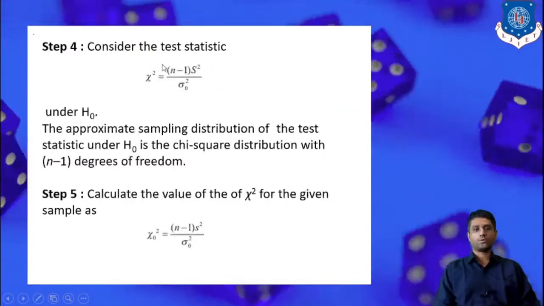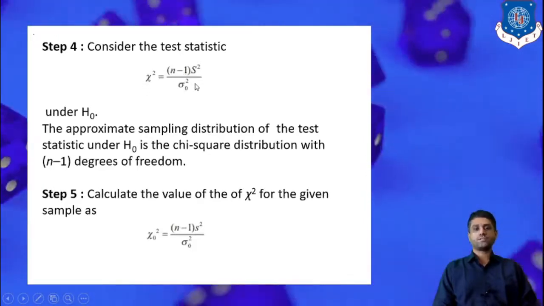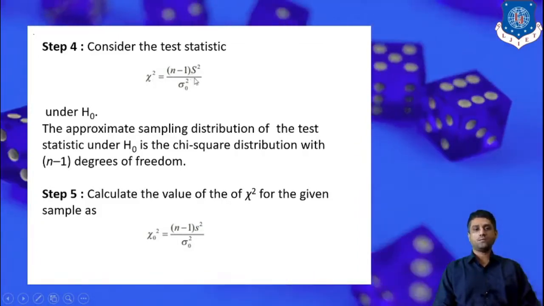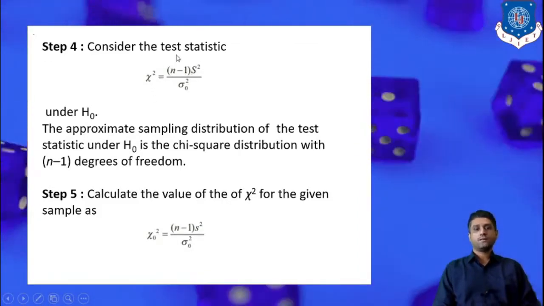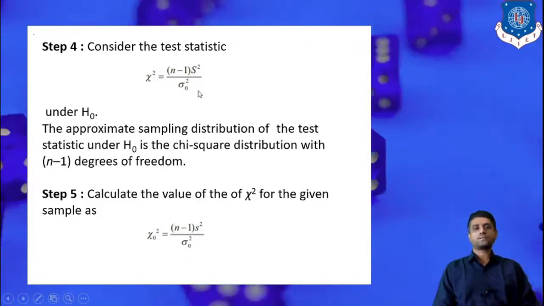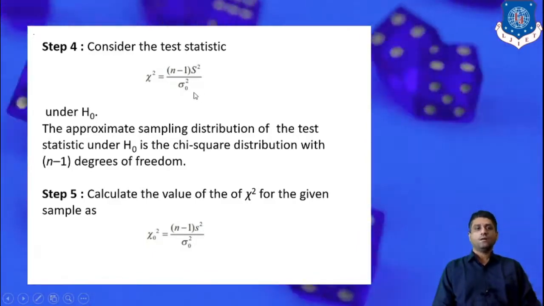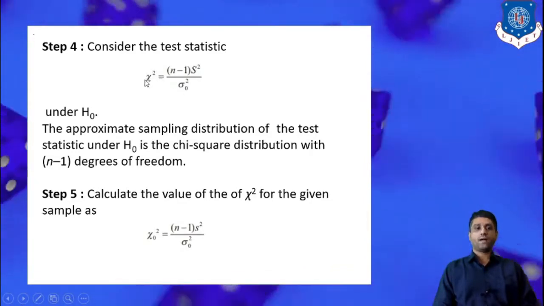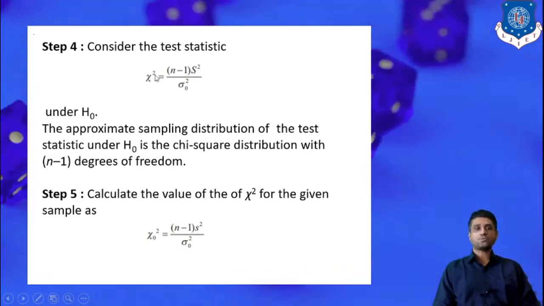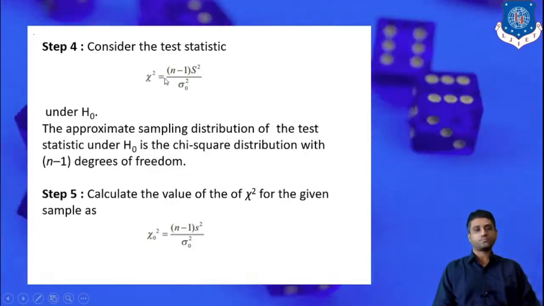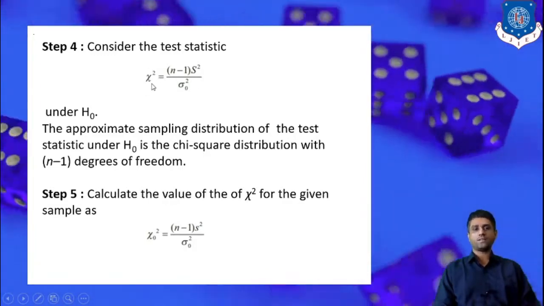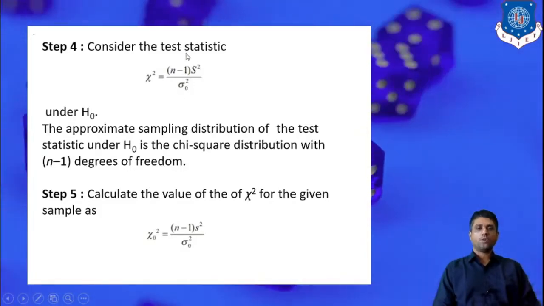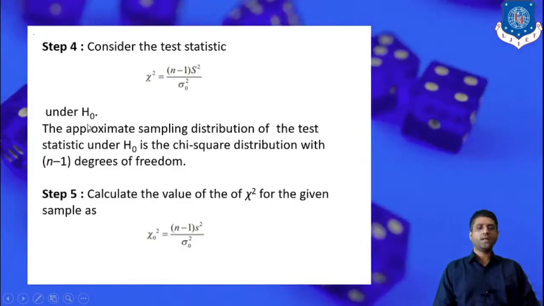Now step number 4, the chi-square statistic. We have to remember this formula: chi-square is equal to n minus 1 times s square upon sigma naught square. This formulation was given by Karl Pearson, and he used the Greek letter chi-square. That's why it is known as the chi-square distribution, and sometimes as the Karl Pearson distribution. So remember, chi-square is equal to n minus 1 times s square upon sigma naught square, on the basis of the null hypothesis H0.